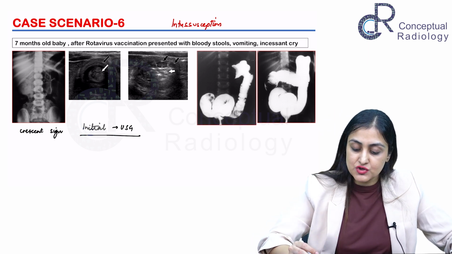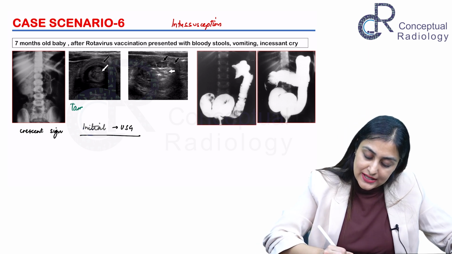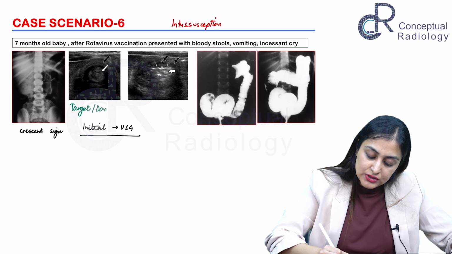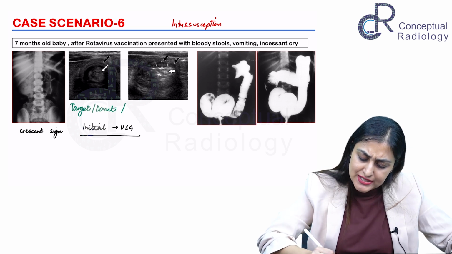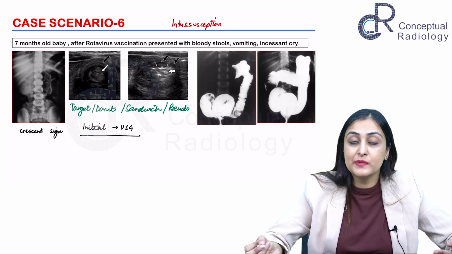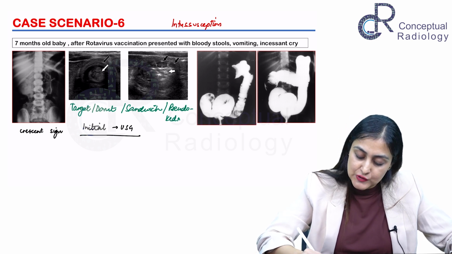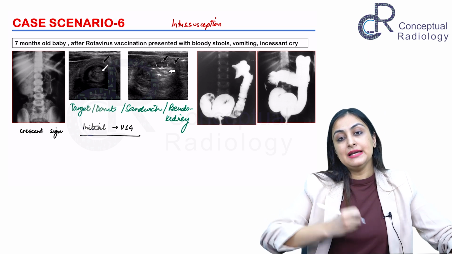This is something which is very, very important. There are various names. It can be called the target sign or the donut sign, also called the sandwich sign. And this, particularly on the sagittal view, has been likened to a kidney, with hyperechoic medulla and hyperechoic cortex, so it looks like the kidney. This is the pseudo kidney sign.